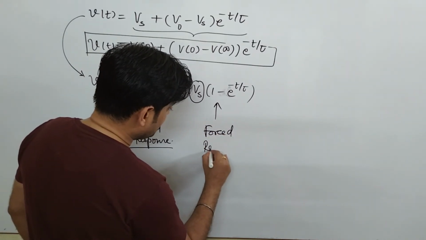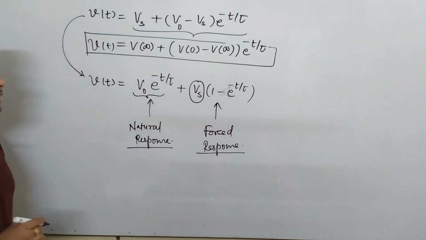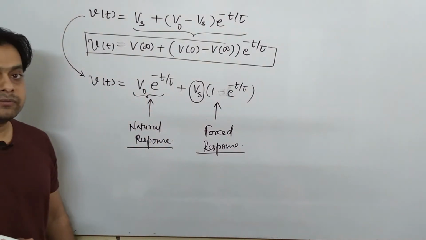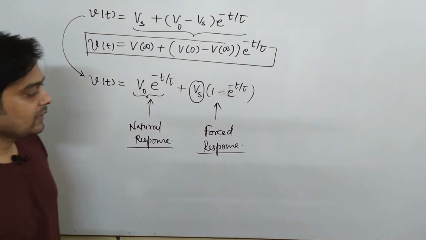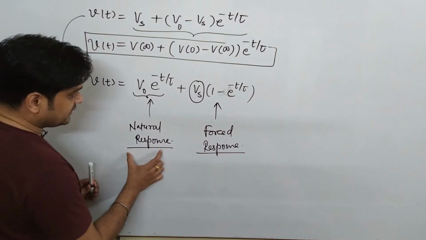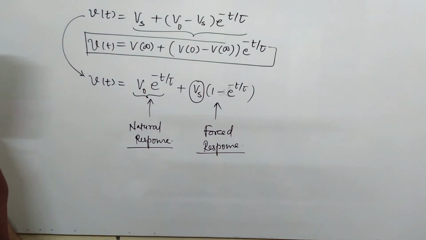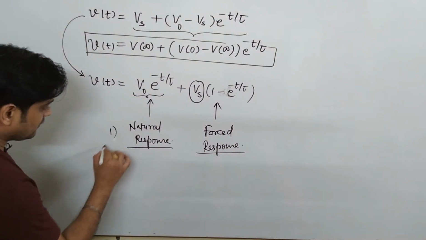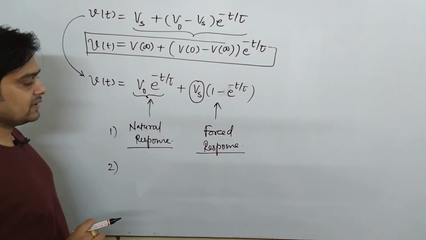By the word you can better understand why we call it forced response, because some voltage is applied in the network and we're trying to get the response. So please keep in mind, very important, this part is known as natural response, this part is known as forced response.